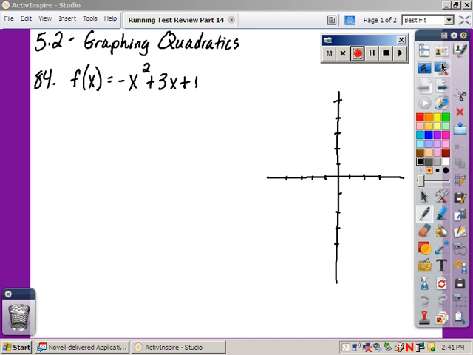It starts out by determining whether the graph is going to open upward or downward. So the first thing you look at is to say, all right, this one is going to open downward because the A term right here, which is -1, A is negative. That means down.